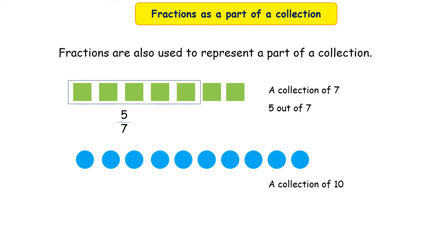Similarly, suppose there are 10 balls like this and you are going to take 3 of them. So how do you write 3 out of 10? In fraction you will write 3 upon 10 or 3 over 10. So 3 over 10 represents 3 balls out of a total of 10 balls. The number which is written above the over sign is called the numerator, and the number which is below the over sign is called the denominator.